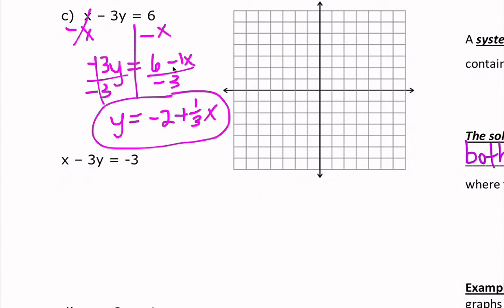So now that y is by itself, I can graph it. My y-intercept is this -2. So on my y-intercept, go down 2 and put a point. My slope is a +1/3, so from here I'm going to rise 1, go to the right 3. So up 1, right 1, 2, 3. Repeat that, up 1, right 3. Once you have your points, you can draw your line using a straight edge.